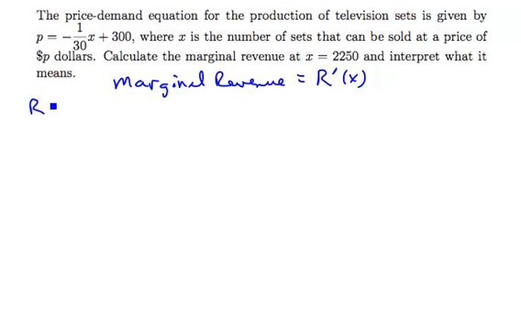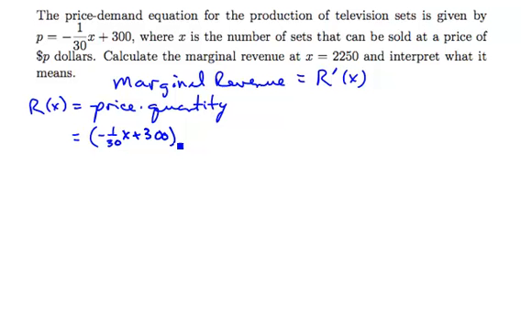That is fairly straightforward. Most of the work has been done for us. The revenue is going to be the price times the quantity, and if I hadn't already done so, I would need to produce a price function that depended on X and a quantity function that depended on X. But these were given to me. The price is negative 1/30 X plus 300, exactly the price-demand function. And the quantity of TV sets as a function of X is exactly X. That's what X measures, the number of sets. So this is the revenue function.